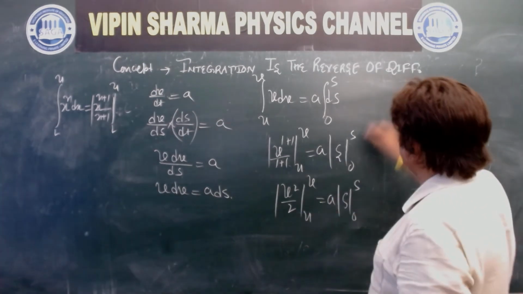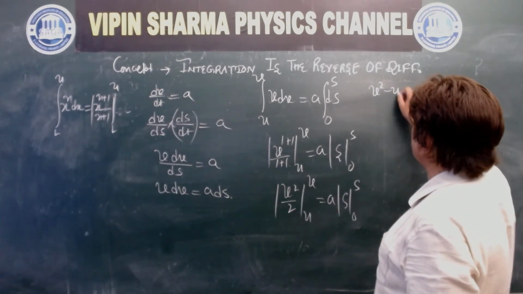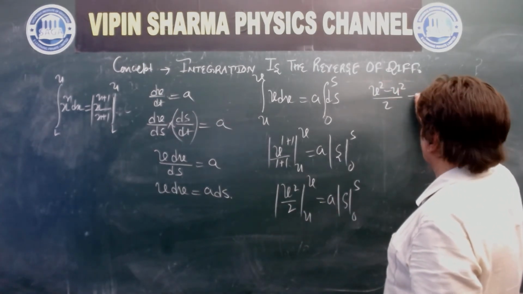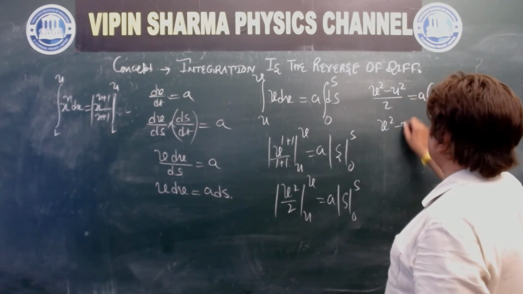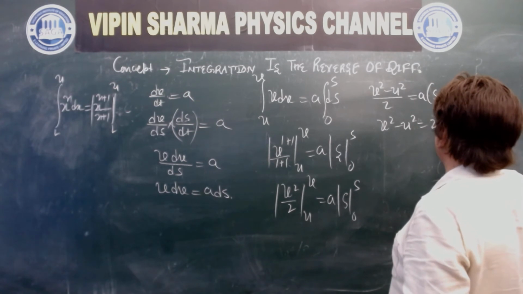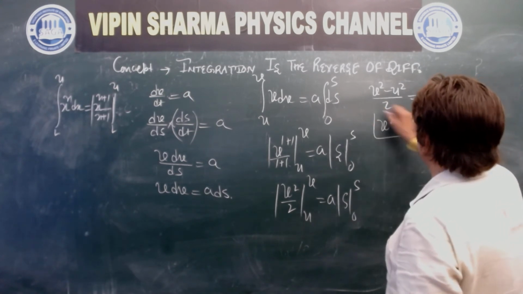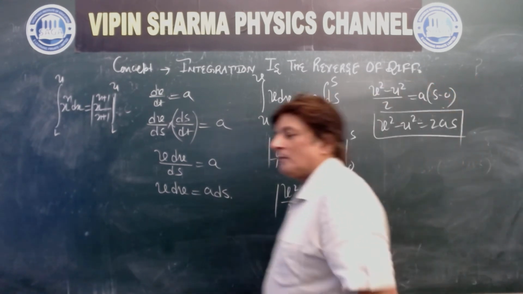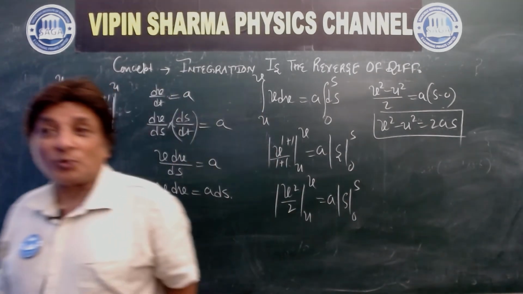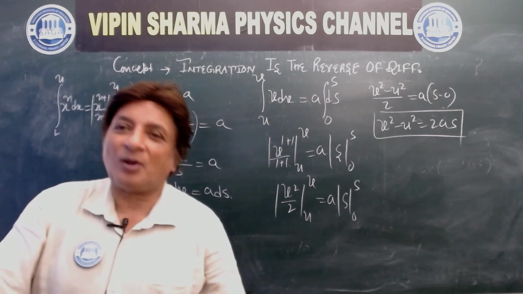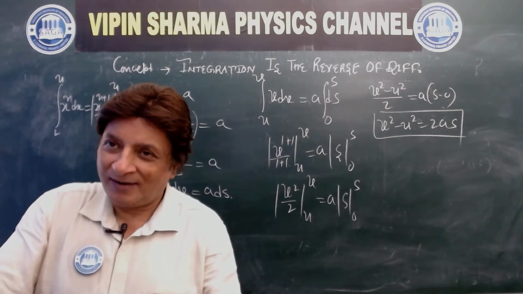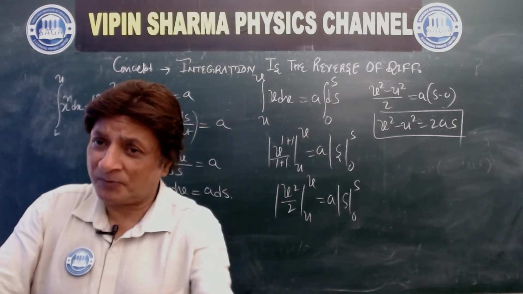So upper limit minus lower limit: v square minus u square upon 2, equals a into s minus 0. So this is v square minus u square equal to 2as. So this is the equation of motion derivation using the concept of integral calculus.